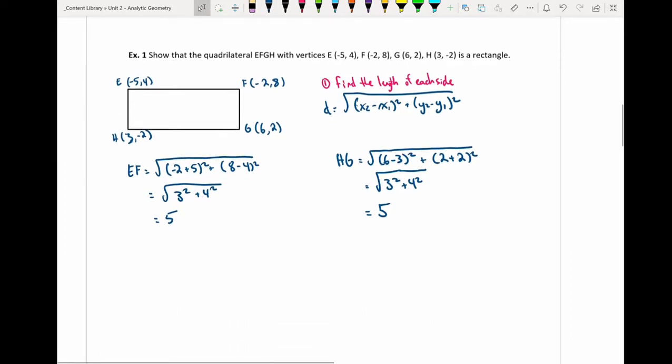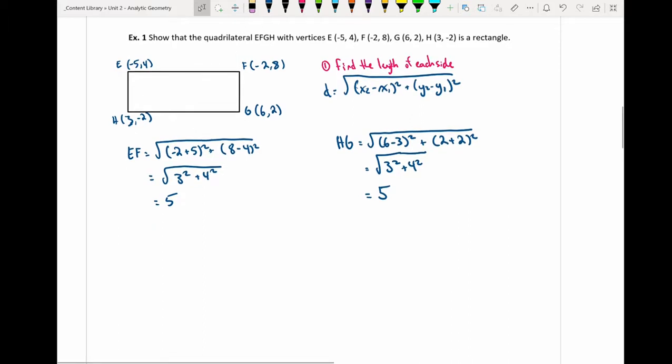Let's confirm that our next two sides are also the same length. So if we look at E and H, again, the distance formula is going to be the same. Plug in my points.